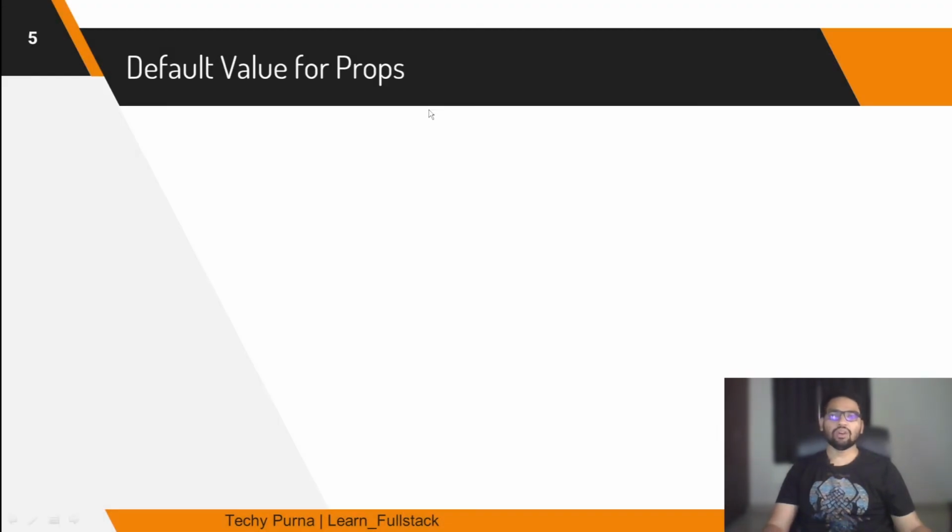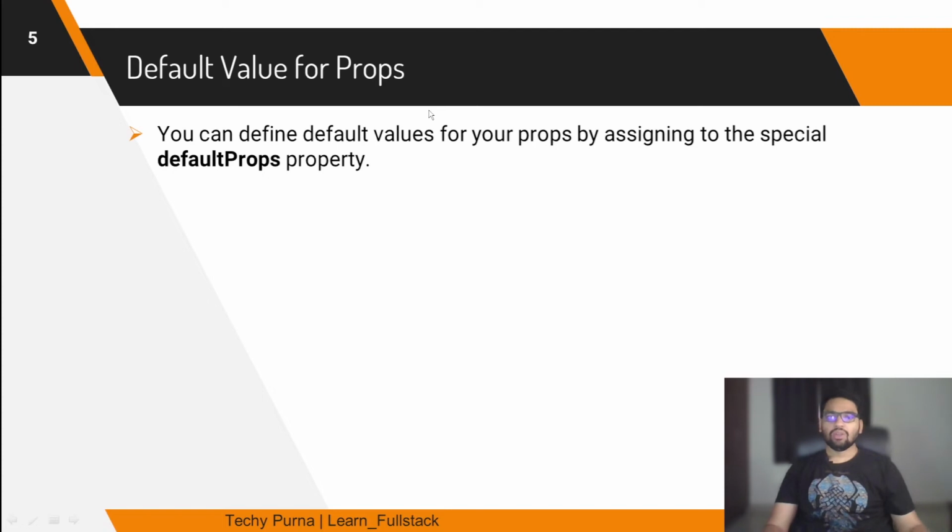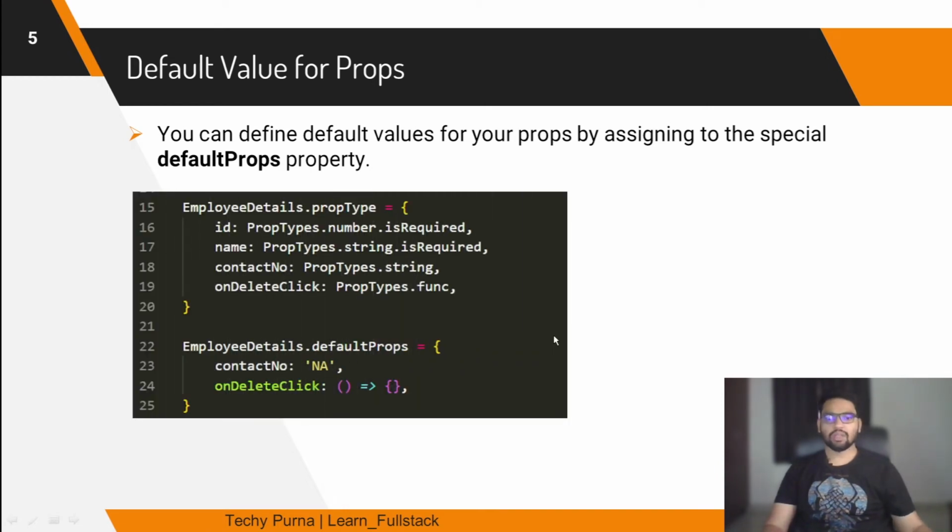Now let's see the default values for props. You can define default values for props by assigning the special defaultProps property. Let me see the code. Right here, in my employee details I have these properties. ID and name are required properties, but contact number and on delete click are optional. So if they are optional, what will happen? Let's say someone wants to use your employee details component, but they only pass two properties and don't pass the contact number and on delete click.